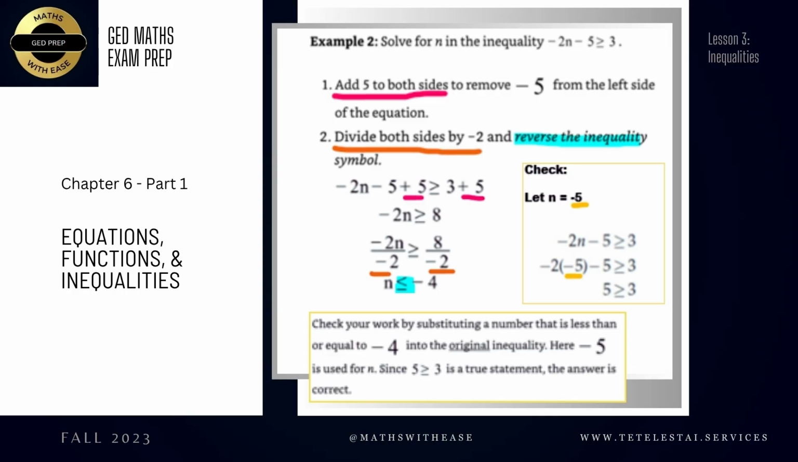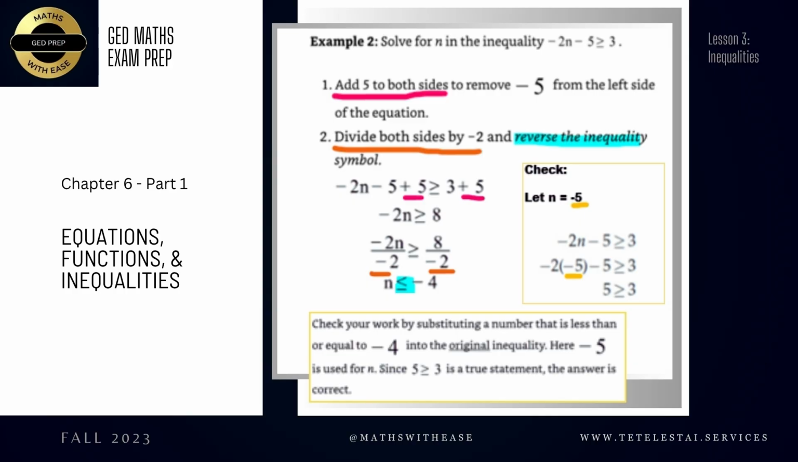-2 divided by -2 leaves us with n on the left-hand side. 8 divided by -2 leaves us with -4 on the right-hand side. But notice what happens to the inequality symbol. It's reversed. Why? Because we divided by a negative number. So the solution to this inequality is any number n that's less than or equal to -4.